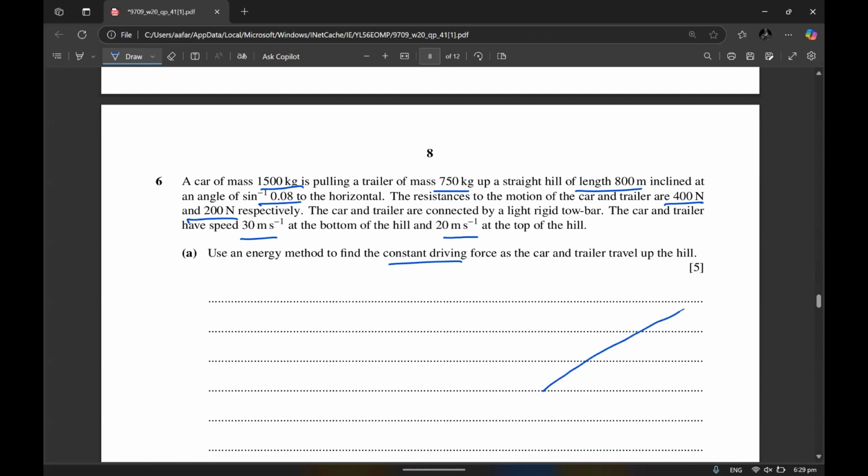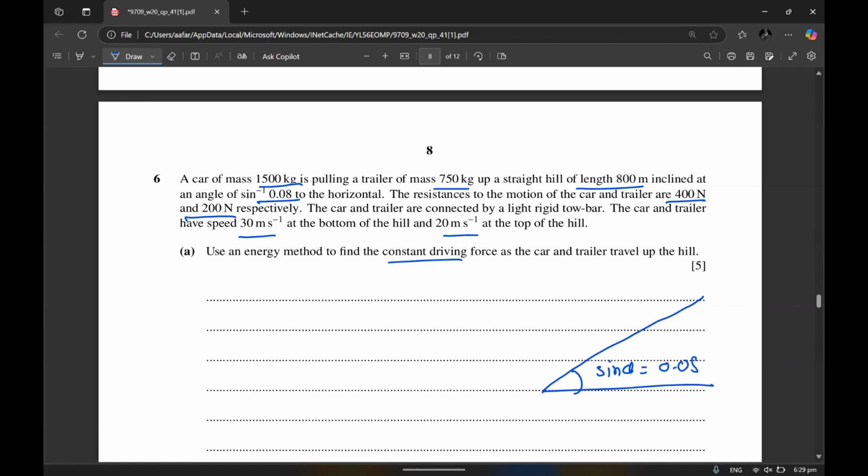Okay, so basically that's the situation. That's very important to get an idea of how to solve it. We know that sin theta equals 0.08, since it says the angle is sine inverse of 0.08. So sin theta will be equal to 0.08, and sin theta is what we actually need. We also need cos theta, but we can just get that from the inverse.